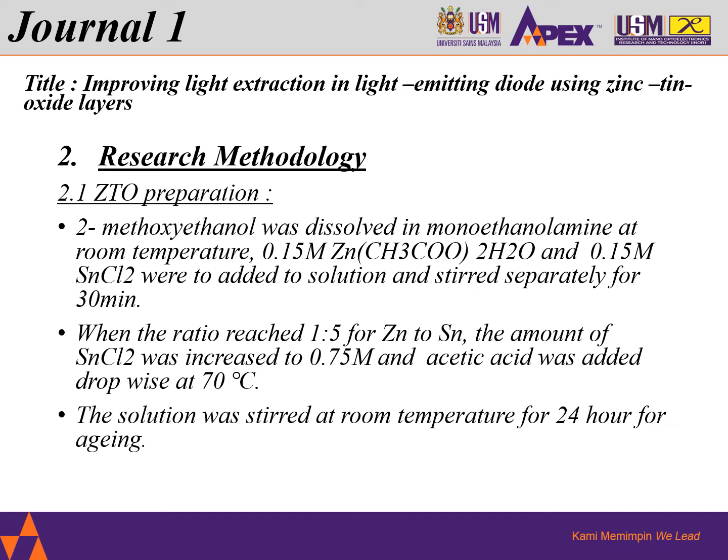After the ratio reaches 1 equal 5 for zinc and tin, the amount of tin chloride will be increased to 0.75 mol and ethylenic acid has been added dropwise at 70 degrees C. In the last process of the ZTO preparation, the solution is left at room temperature for 24 hours for the aging purpose.